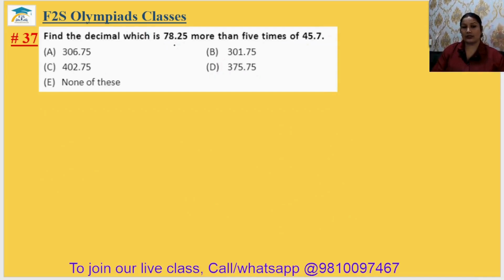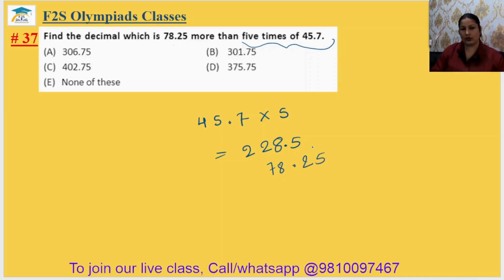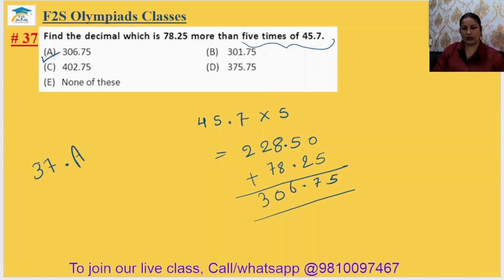Find the decimal which is this more than the 5 times of this. So 5 times of this will be 45.7 multiply by 5. 5 sevens are 35, carry 3, 5 fives are 25 plus 3 28, carry 2, 5 fours are 20 plus 2 22. Now decimal will be put here because there is only one decimal. And this is more than this, so 78.25 will be added in it. Okay, so it will be your 16,306.75. It is in the option number A. 37th answer is option A.